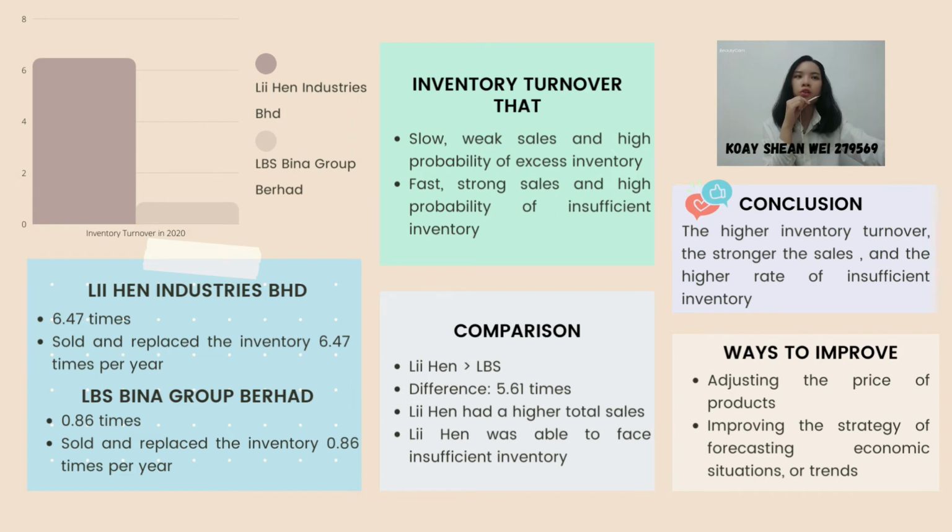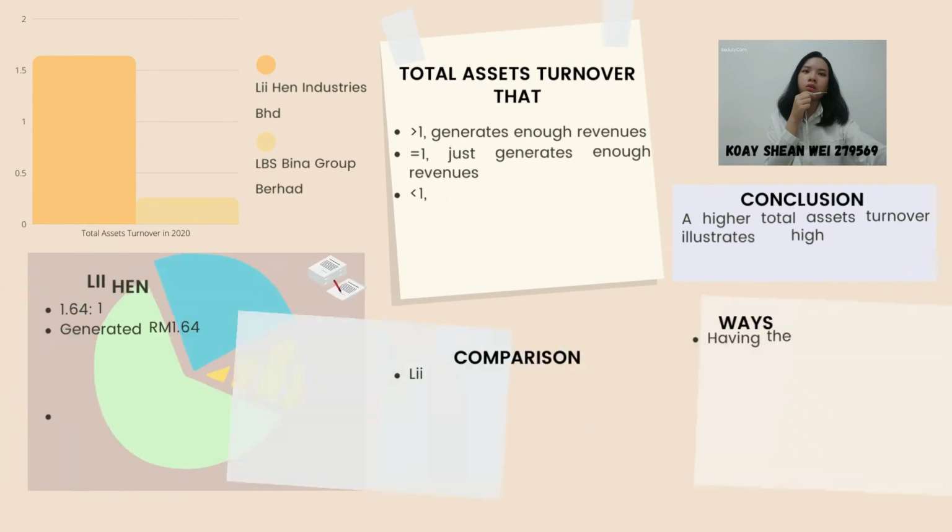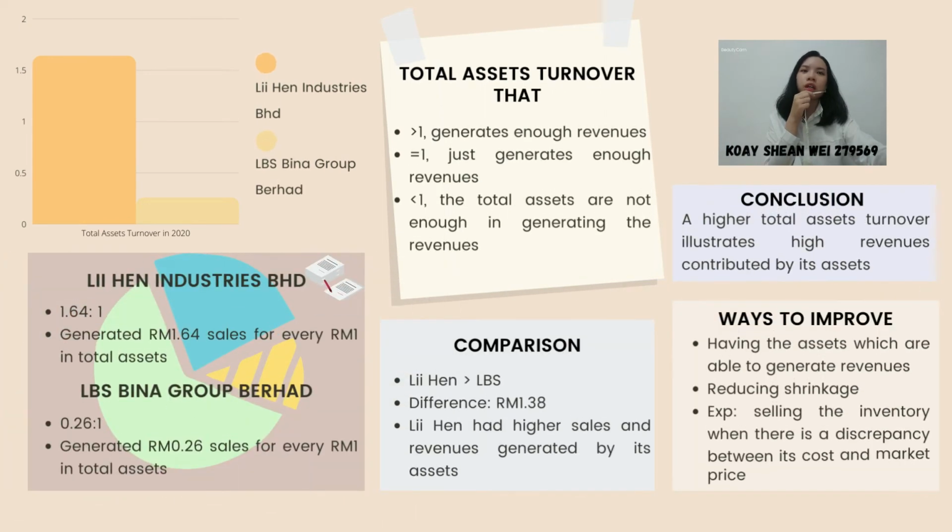So we can improve our inventory turnover by adjusting the price of products and also improving the strategy of forecasting economic situations or trends. For total asset turnover, Li-Han Industry Berhad used every 1 ringgit in total assets to generate 1 ringgit 64 cents in sales, compared with LBS Bina Group Berhad, which only generated 26 cents in sales. In comparison, the total asset turnover for Li-Han Industry Berhad was higher than LBS Bina Group Berhad.